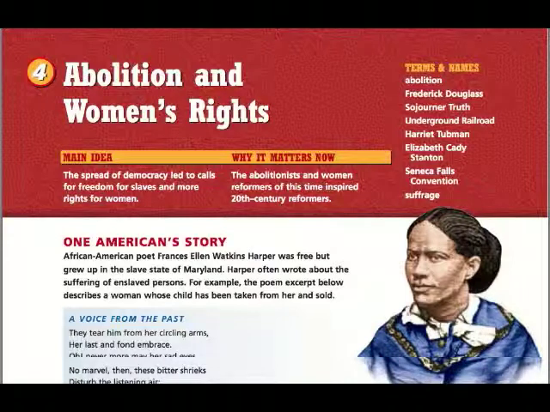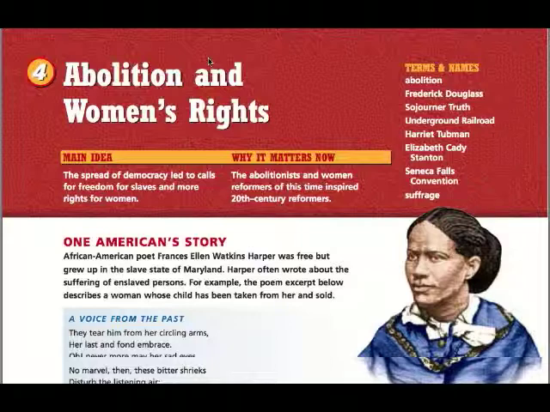Chapter 14, Section 4, Abolition and Women's Rights. Main idea of this chapter is that you start to have women and slaves demanding more rights and freedom and equality than they were previously getting. A lot of this is going to lead to the Civil War and then eventually to women earning the right to vote in the early 1900s.